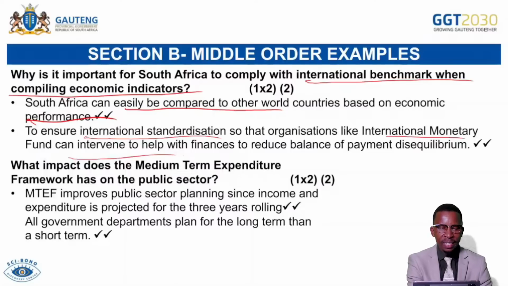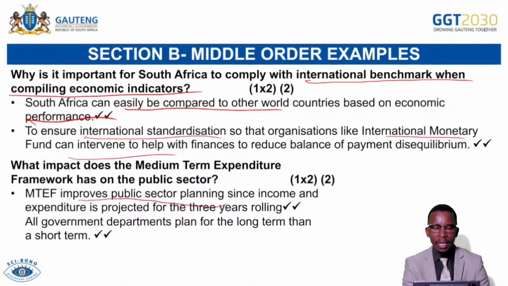What impact does the medium-term expenditure framework have on the public sector? So the MTEF improves public sector planning or long-term planning, since income and expenditure is projected for a 3-year period. Then all government departments can plan for the long term, not just the short term. We know that under MTEF, government departments will be providing their planning and requisitions for the next 3 years, which promotes long-term planning for the government departments. That will ensure that there is more efficient evaluation before decisions are made on putting that particular expenditure on the main budget.